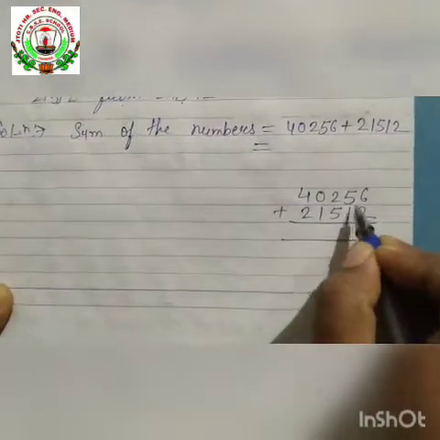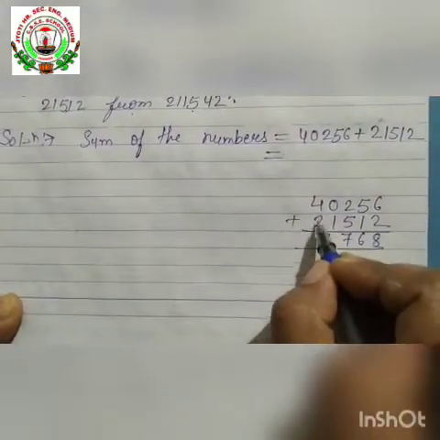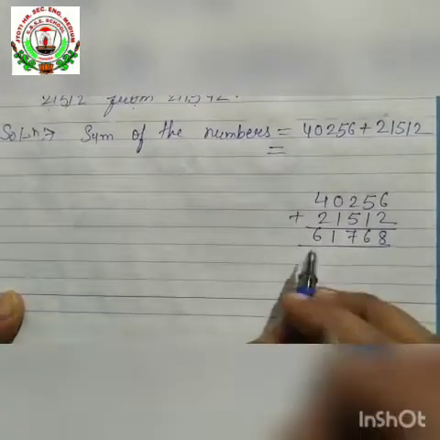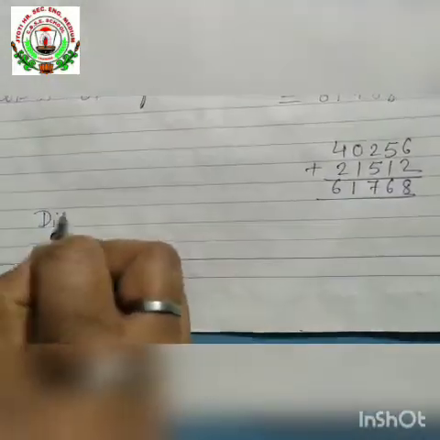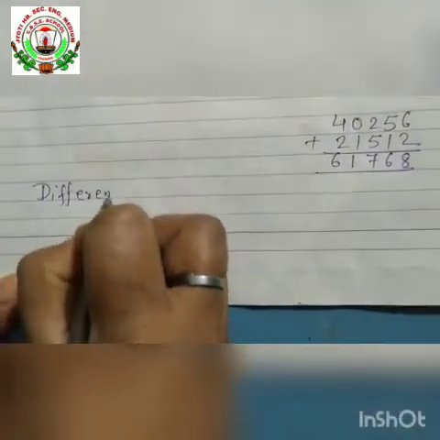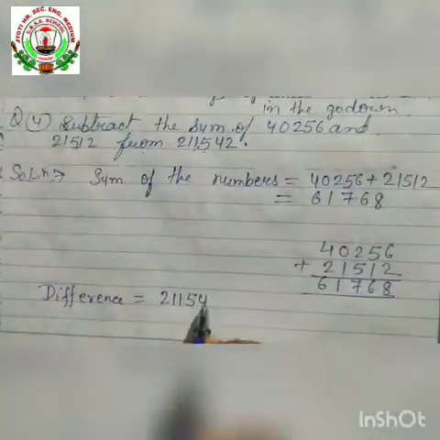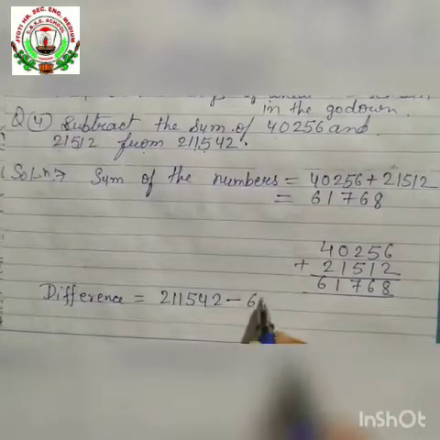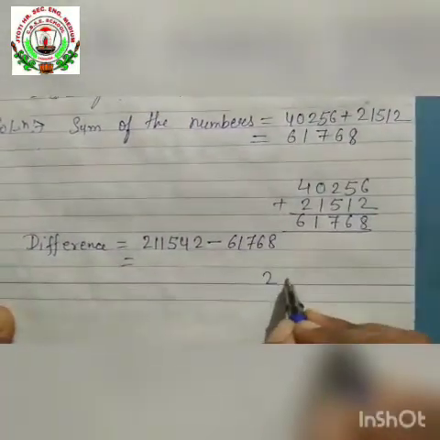6 plus 2 is 8, 5 plus 1 is 6, 2 plus 5 is 7, 0 plus 1 is 1, then 4 plus 2 is 6. Okay, it is the sum of the numbers. Now we have to find the difference from this number. So we will write it first, minus this sum, and then we will subtract.